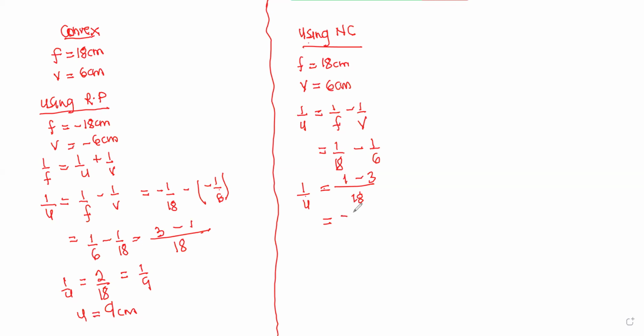So minus 2 on 18. And this is also minus 1 on 9. Therefore, U will be equal to negative 9 centimeters. And it must be negative because the object is in front of the mirror. So object distance will be against the direction of the incident light. Okay. So these are what must go into the problem.